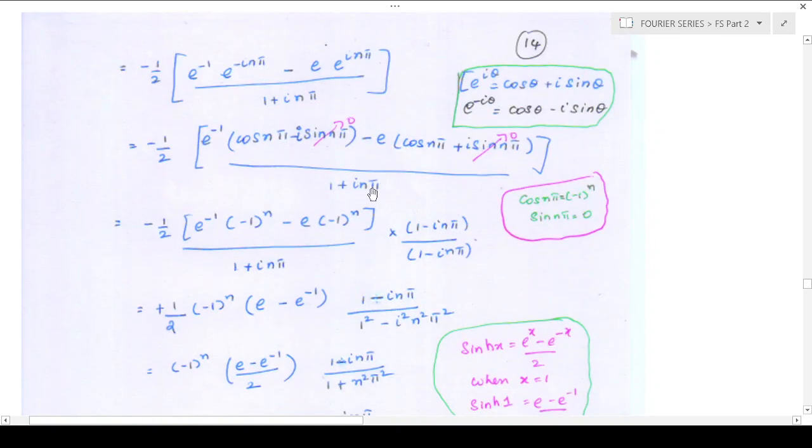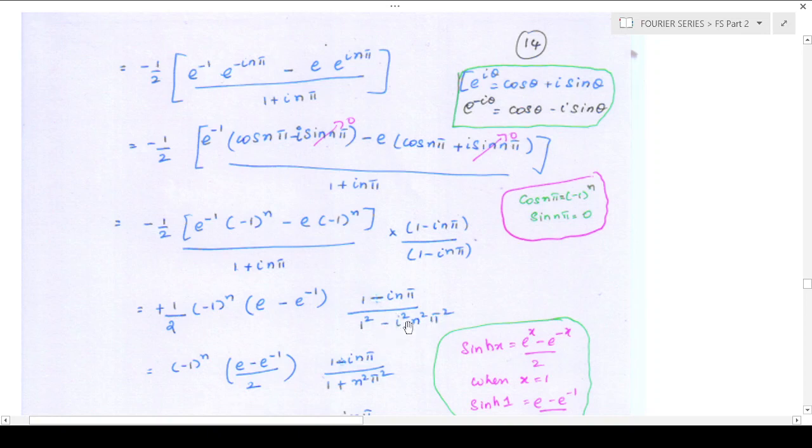Now the denominator is 1 plus i n pi. What you are going to do is multiply and divide by the conjugate 1 minus i n pi. And then take this negative inside. So what will happen? It will become e minus e power minus 1. Then take this minus 1 whole power n outside. It will come as such. Take this 2 to the denominator. Here it is a plus b into a minus b in the denominator. It is a square minus b square. So 1 square minus i square n square pi square, it will be.